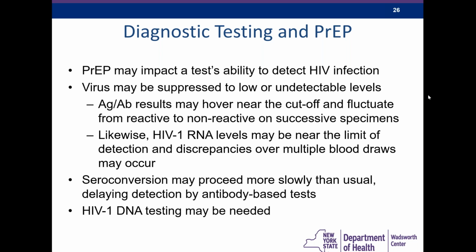Additionally, seroconversion may proceed more slowly than usual, which will delay detection by the antibody-based test. Because of these challenges, and we do from time to time have to use diagnostic testing while people are on PrEP, we realize that there might be additional tools that we need, and one of these would be an HIV DNA test. We don't currently have any of these available that are FDA approved, so we'll have to rely on laboratory-developed tests in those cases.